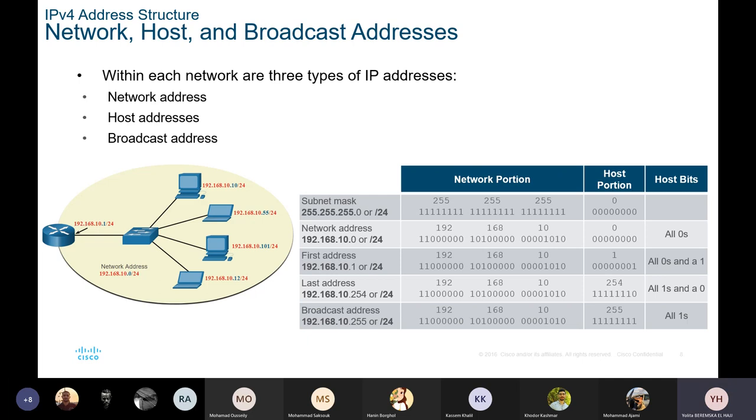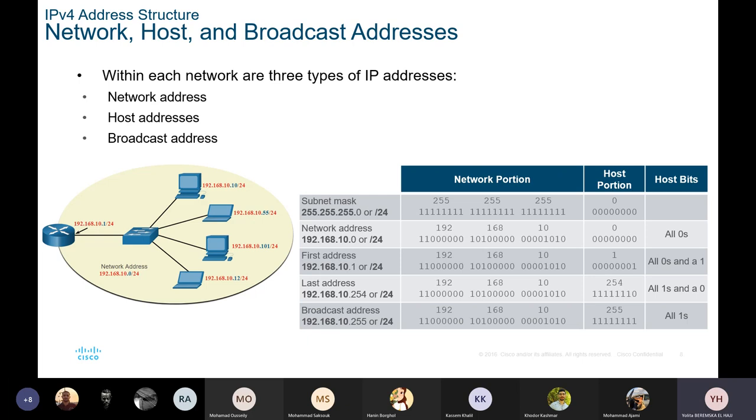Okay, so here you have the subnet mask for slash 24, which is 255.255.255.0. In this way, we have the network portion and the host portion. For the network address, 192.168.10.0, we can express this with three octets, of course, because this is a network address, and the last one for the host is zero.